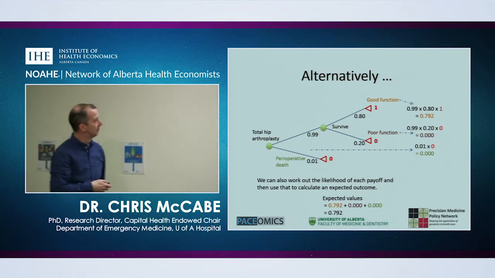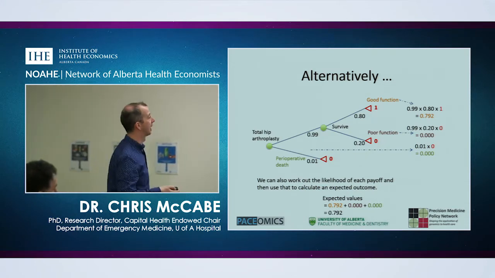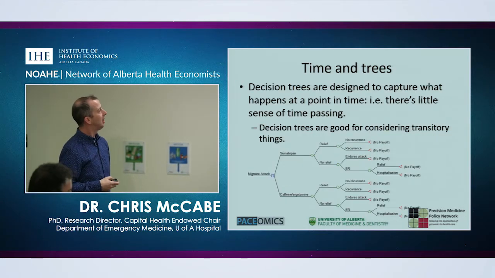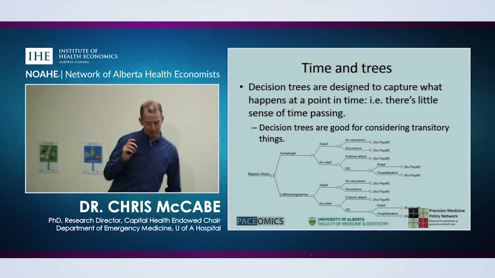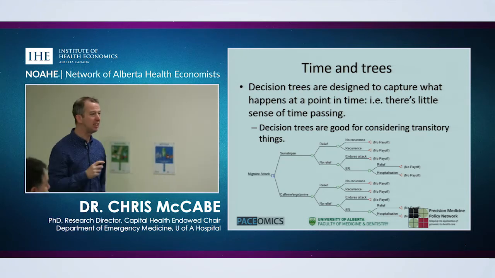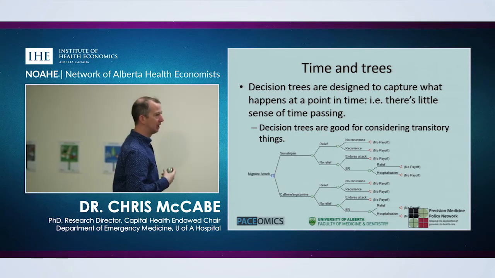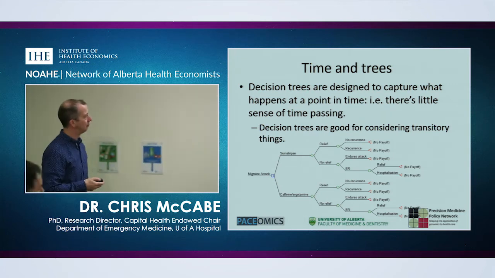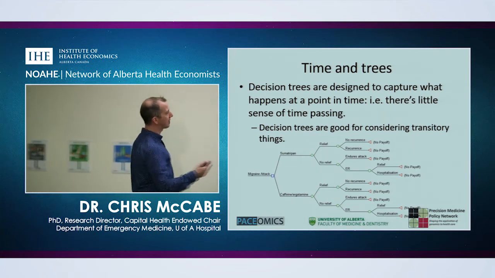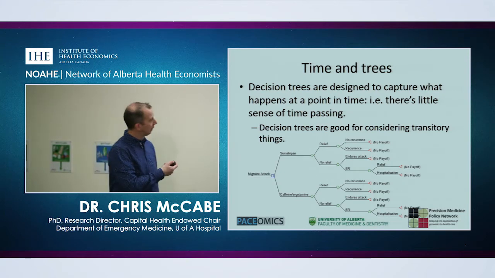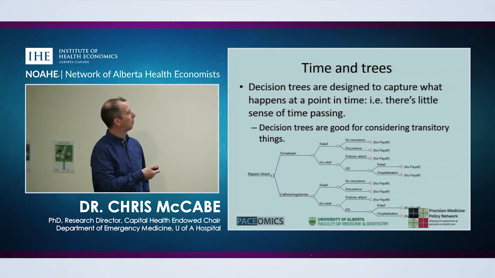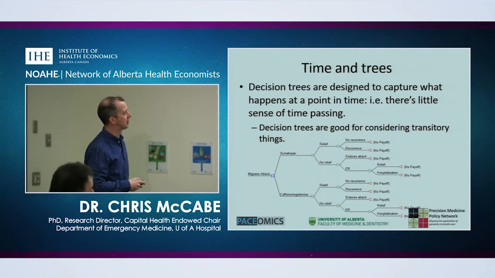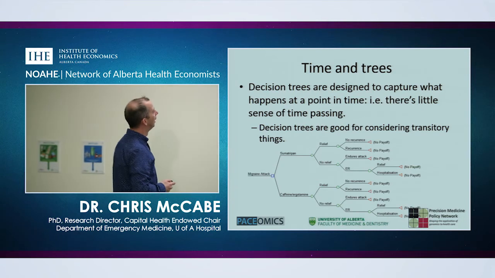And you can represent it in a slightly different way, which, given the time, because we had a late start, I'll just flick that. You can check it when you get your copy of the slides. The thing about trees is they're designed to capture what happens at a point in time. They're really good for things with a short time horizon, hours, weeks. When you get into months, you may be struggling. So we say they're good for considering transitory things. So we have one, this is a model from a migraine treatment. And that's very short term, and a decision tree works just fine for that.